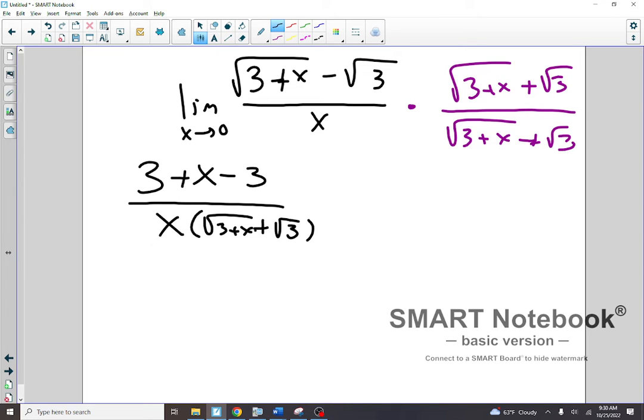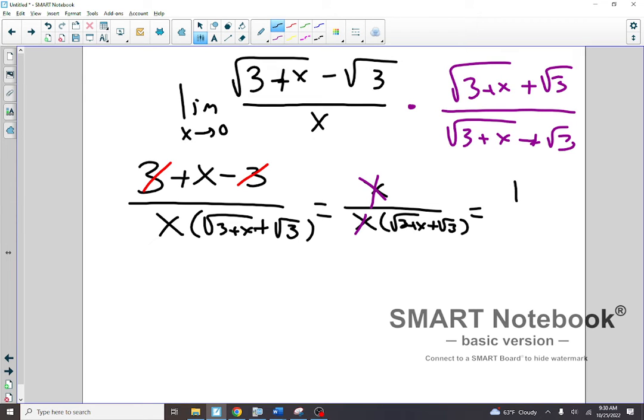Cross out the x. No, you cannot do that. Yes, you can. It's in addition. I could cross out the 3 and minus 3. Yeah, you cross out the x. So now I could cross out the x's. Remember, when you cross out x's division-wise, it's a 1 over 1.